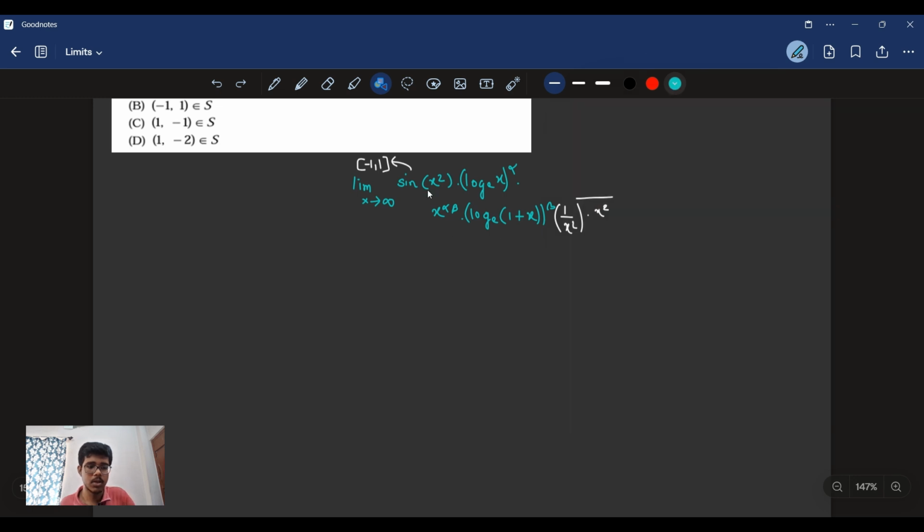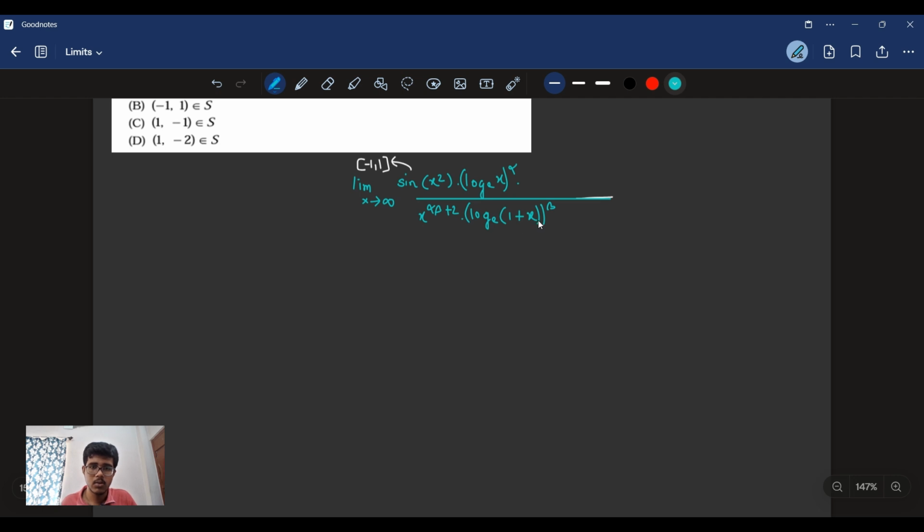This is going to be beta. Okay, this 1 by x square I must remove, and this x square, whatever I have written here, I am writing along with this x of alpha plus beta, that is x of alpha beta plus 2.